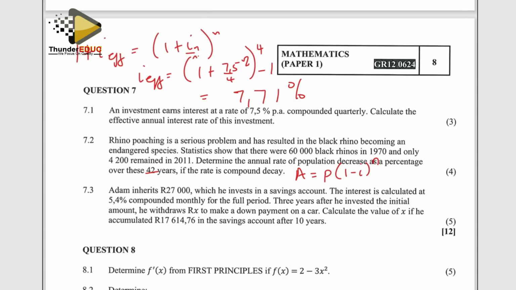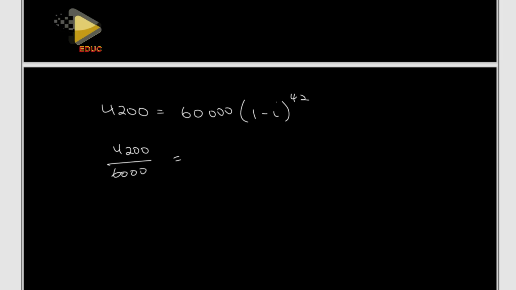So our A is going to be the 4.2 and then that's going to be the 60,000 into 1 minus i to the exponent of 42. Let me just go to the side. Okay, so that is 4.2 is equal to 60,000 into 1 minus i to the exponent of 42. So start by dividing both sides by 60,000. So 4.2 over 60,000 is equal to 1 minus i to the exponent of 42, and then we're going to find the 42nd root. So that cancels that.